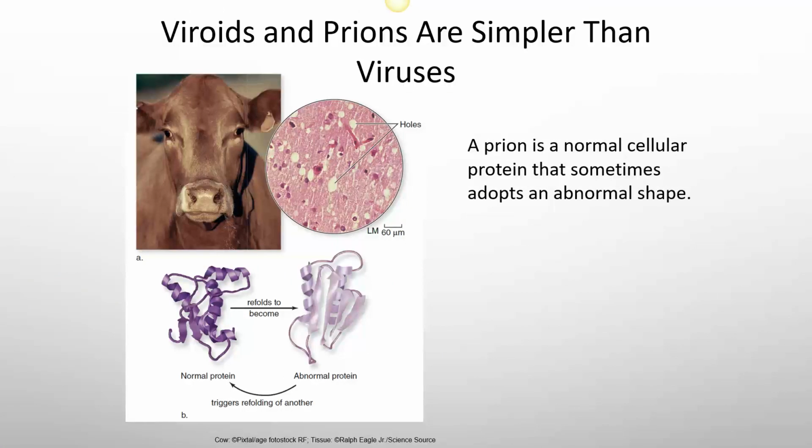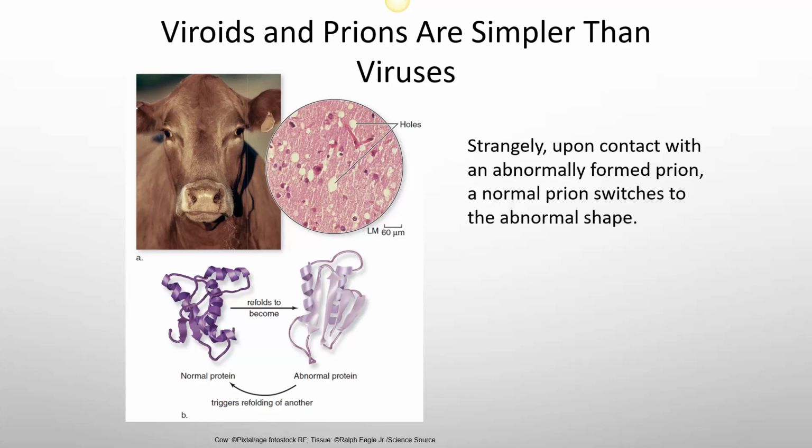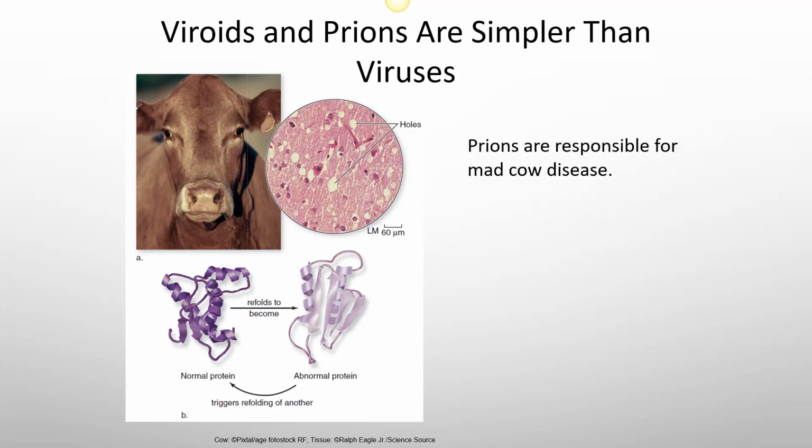Next are prions. Prions are small infectious proteins, and these infectious proteins have the ability to self-replicate. Strangely, upon contact with an abnormally folded prion, a normal prion switches to the abnormal shape. Prions are responsible for mad cow disease. A prion is an infectious protein, and it'll start to make copies of itself, and then neighboring prions will start to misfold as well, and they cause this damage to form inside of here.